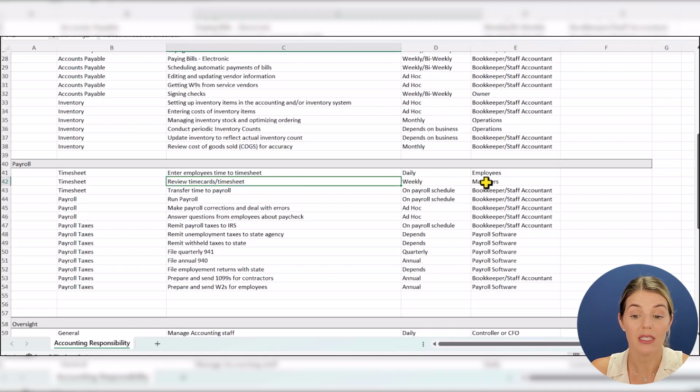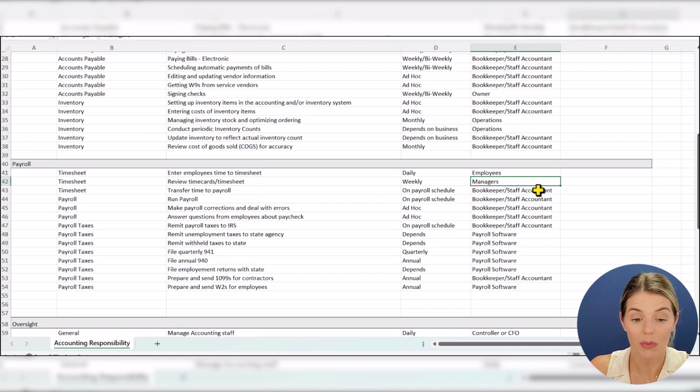This is weekly. Now, this might be somebody outside of the accounting department, but it's very important if those time cards are actually going to be rolling into payroll. It needs to be included here on the accounting responsibility checklist because that's going to be good data in to get good data out, right?